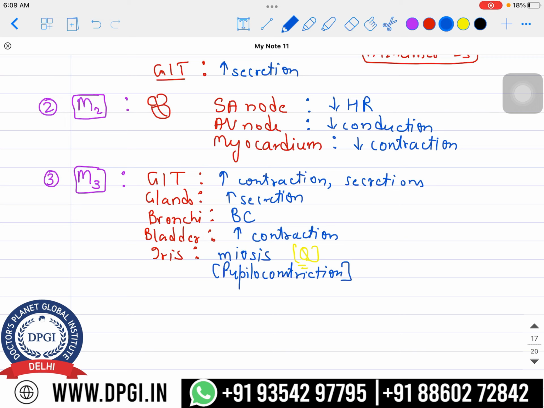So we are done with the receptors as well. M4, M5, just writing for completion's sake. M4 as well as M5 are present in the CNS, right? Just remember that common location, they are present in the CNS. So we are done with the receptors over here.